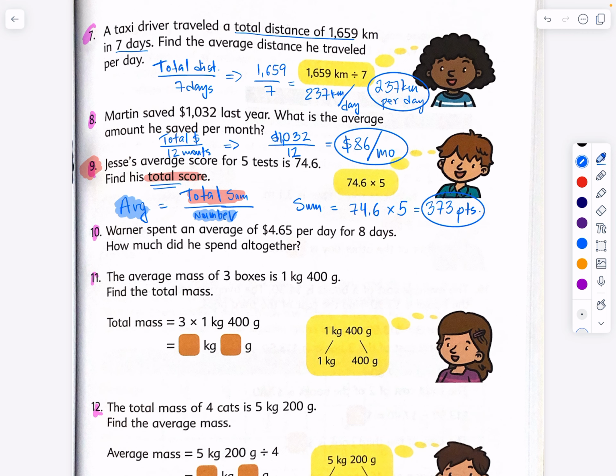Now, next problem. Let's read the problem. Warner spent an average of $4.65 per day for 8 days. How much did he spend altogether? Again, typically, in order to find the average amount spent, we would say total amount, total dollars, divided by 8 days. But in this problem, it is given that the average is 4.65. It is given that we have 8 days.